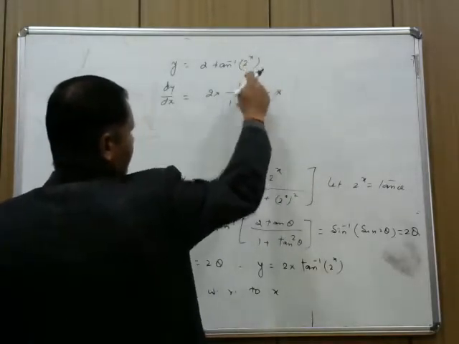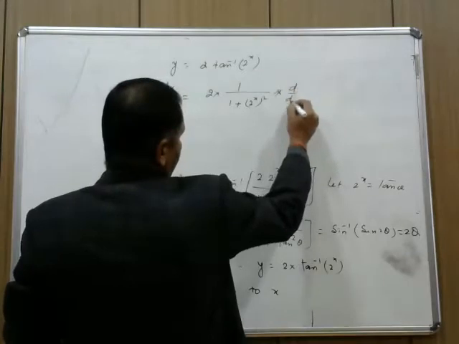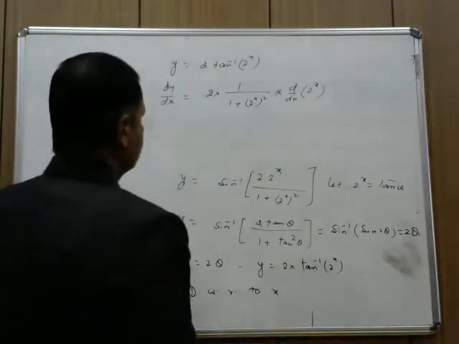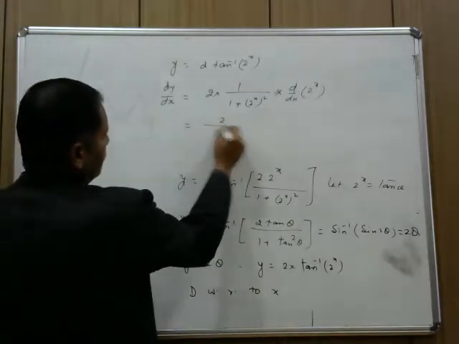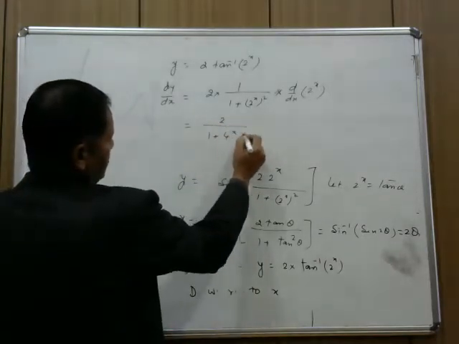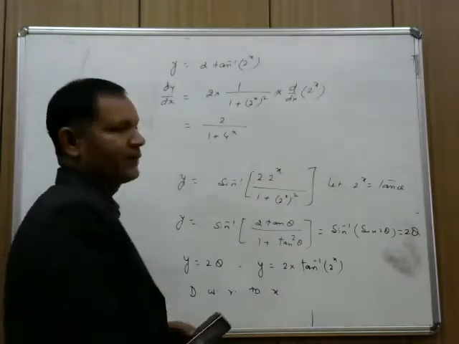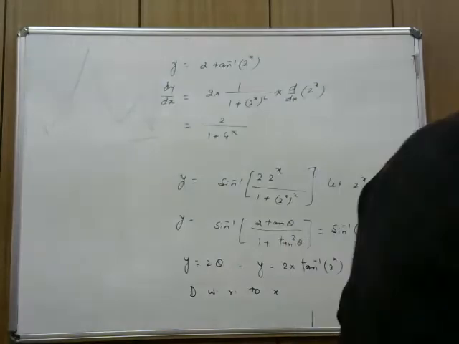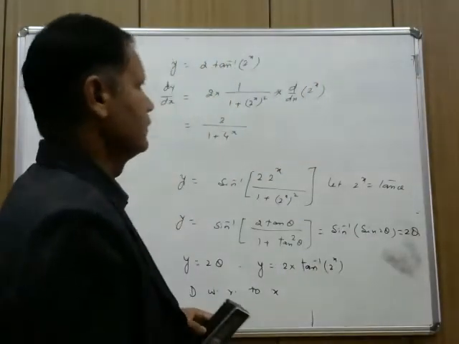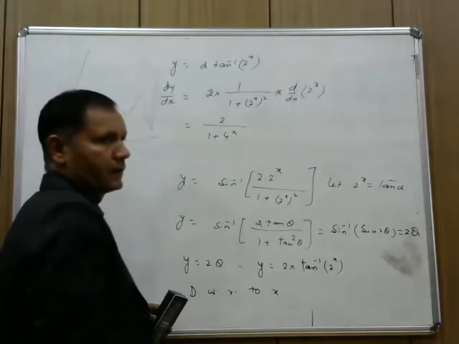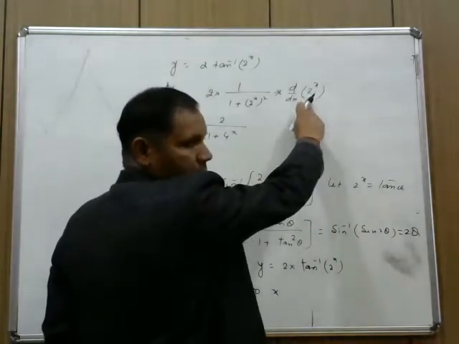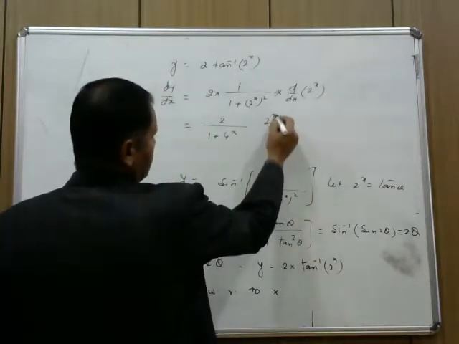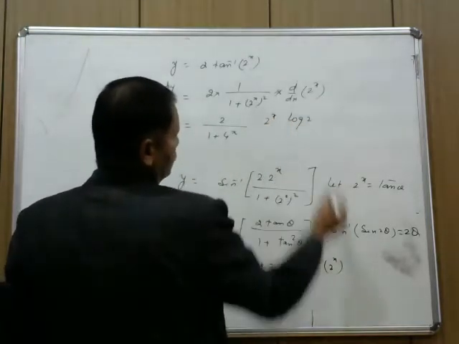Right? Into differentiation of 2 to the power x. This is equal to 2 upon 1 plus 4 to the power x into differentiation of a to the power x. We have learned that differentiation of a to the power x is equal to a to the power x into log a, and here in place of a we have 2. Therefore, that is 2 to the power x into log 2.